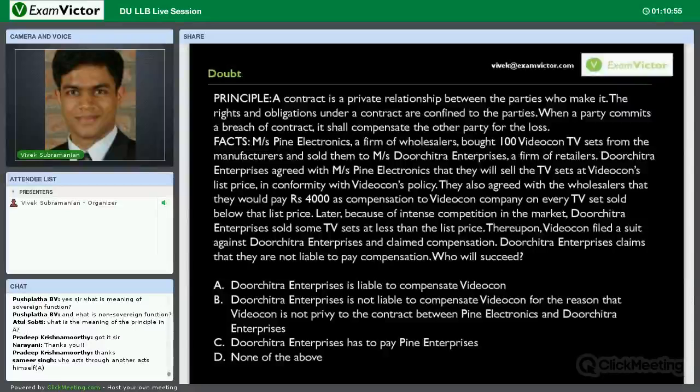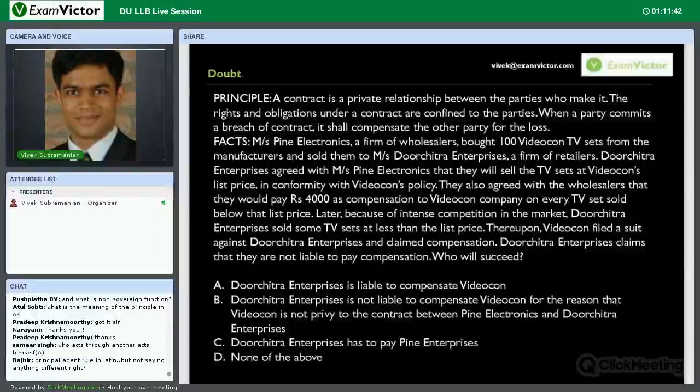Now Durchitra Enterprises agreed with Messrs. Fine Electronics, that is the wholesalers, that they will sell the TV sets at Videocon's list price in conformity with Videocon's policy. So this contract is between the wholesaler and the retailer, that the retailer will sell it in conformity with the price list issued by Videocon. They also agreed with the wholesalers that they would pay rupees 4,000 as compensation to the Videocon company on every TV set sold below that list price. So these are the terms of the agreement.